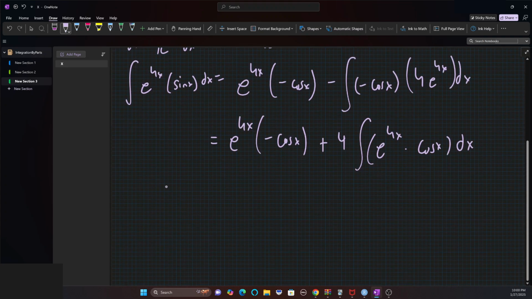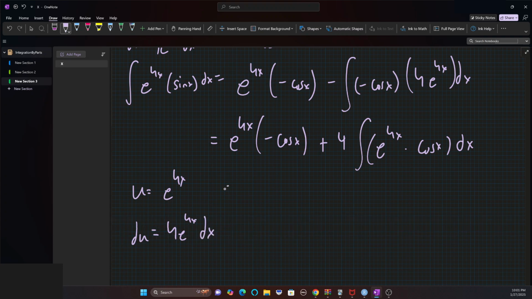What we're going to do is set up a second integration by parts, where u equals e to the 4x. That's the same as last time, right? And du is still 4 e to the 4x dx, but dv changes to be cosine x dx, and v is going to equal sine x. I forgot the dx there. Okay, v is going to equal sine x.